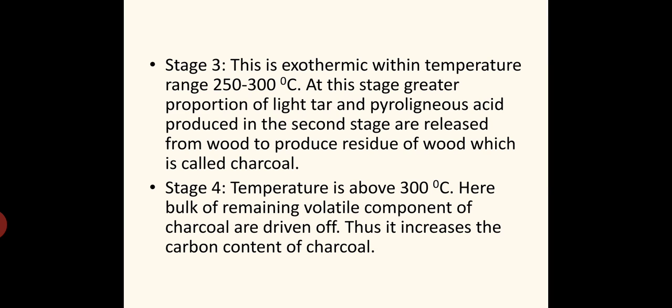So the volatile materials are already removed in stage 1 itself, and in stage 2, the liquid contents present in the fuel form, even gaseous form, which can also be separated from the wood, are released during stage 3. And in stage 4, the temperature is above 300 degrees Celsius. Here, the bulk of the remaining volatile components of the charcoal are driven off. If any volatile component is still left with the charcoal, it is removed by the fourth stage heating, above 300 degrees Celsius. Thus, it increases the carbon content of the charcoal.